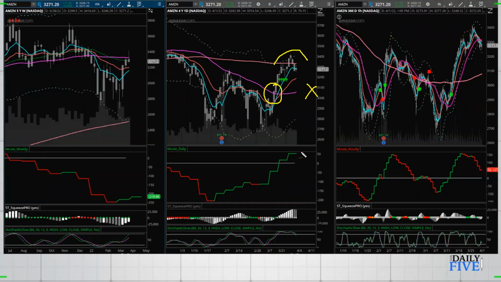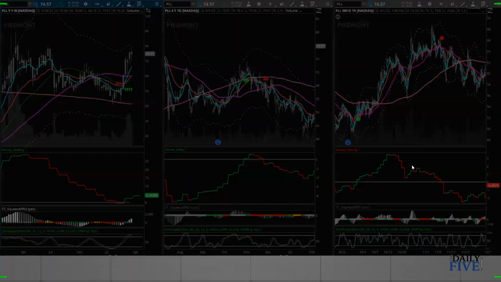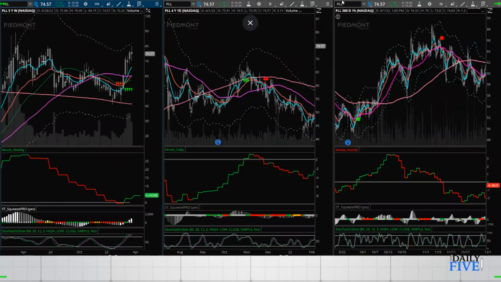Because that's really the unknown. I'm expecting a pullback, but we don't know if that pullback is going to be into strength or into weakness. And I'll show you an example here, actually kind of a full circle, one that came into strength and one that came into weakness.